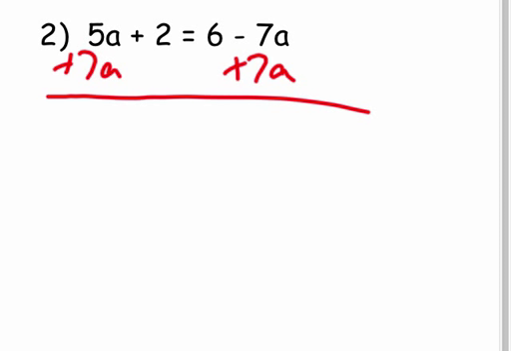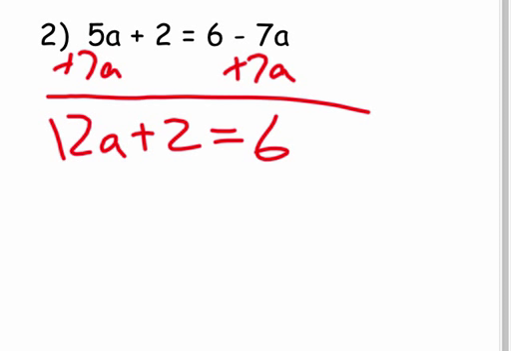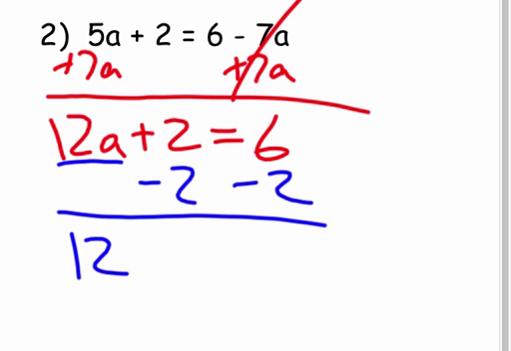Now let's work straight down. 5a plus 7a is 12a. Bring down my plus 2. Bring down my equal sign. Bring down my 6. The negative 7a and 7a cancel each other. And now I can work from there. So I've got my variable to one side. Now let's get it by itself. Do the inverse of what's being done. I can't touch the 12 that's connected to the a, so I'm going to do the inverse of adding 2, which is subtracting 2. Whatever I do to one side, I do to the other. Bring down my 12a. These cancel. Got my equal sign. And 6 minus 2 is 4.